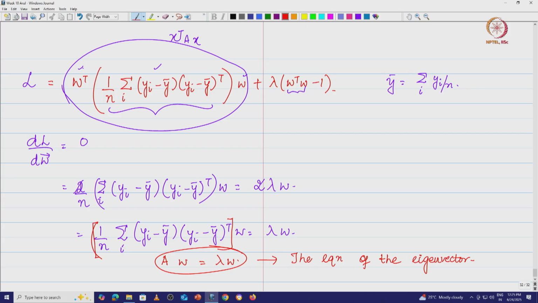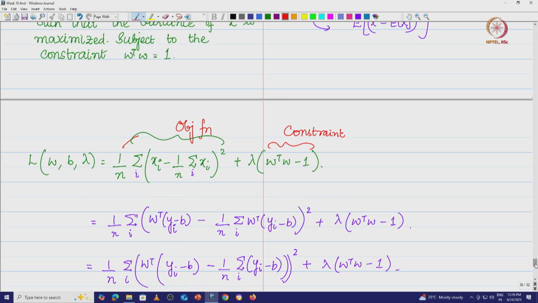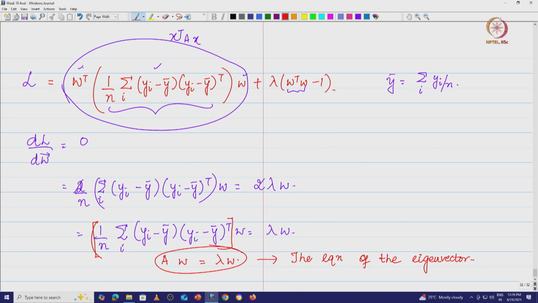Therefore, what do we see? If you want to find that W which is going to maximize the variance that you have, this W you are basically trying to maximize the variance. So, what do we have here? This entire thing, A W is equal to lambda W, is the eigenvector equation, and you are trying to maximize the variance. So, A W is equal to lambda W corresponds to an eigenvector.